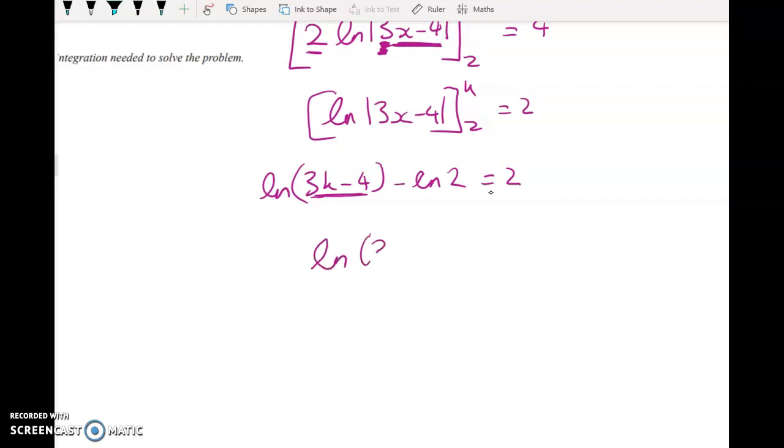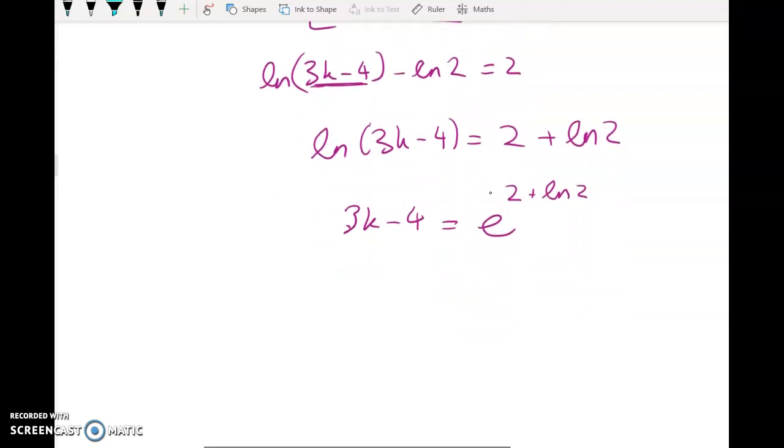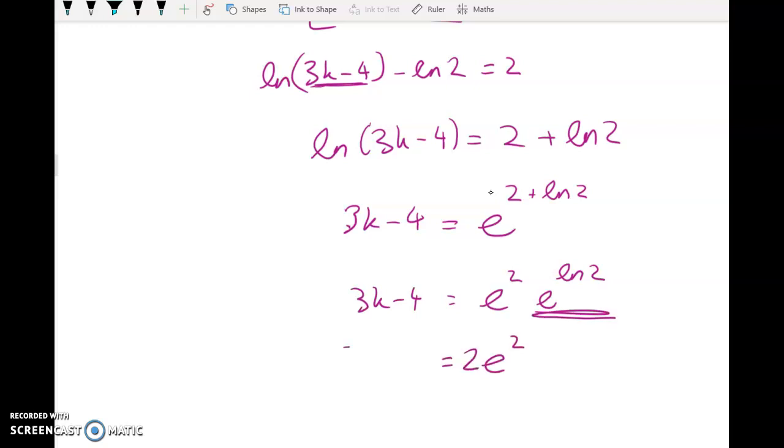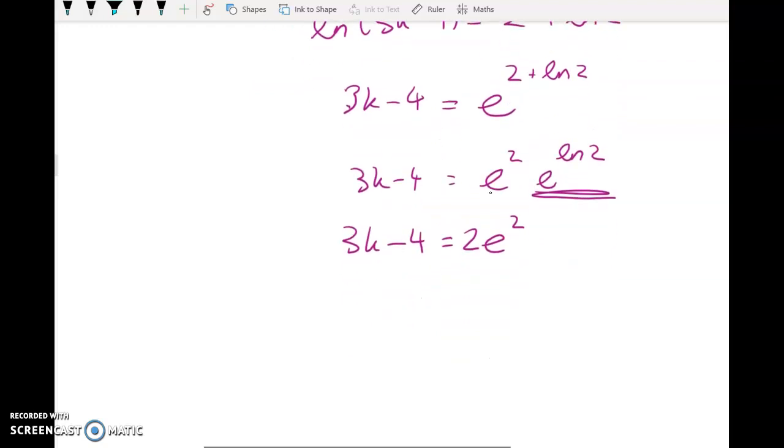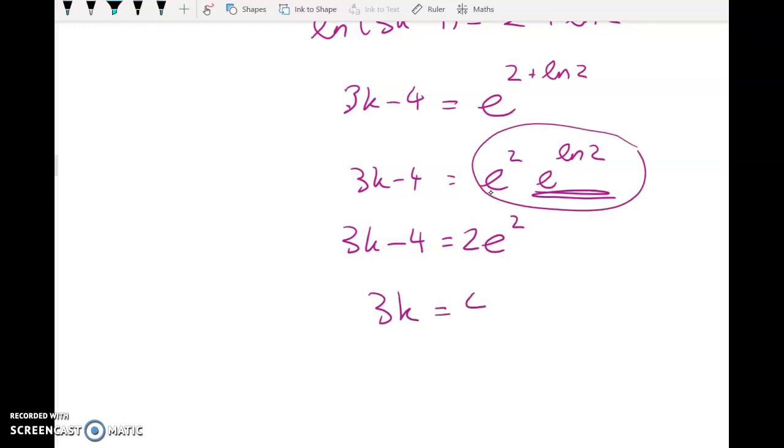Now we get the natural log of 3k minus 4 is equal to 2 plus the natural log of 2. So 3k minus 4 is equal to e to the power of all that. I can split that up into e squared times e to the power of log of 2. And that gives me e squared times 2. You actually weren't asked for an exact value here, so if you didn't see all of this, that's fine. You can just do it in your calculator. But anyone watching this from my class who's doing A-level, you should absolutely be able to do exact values here.